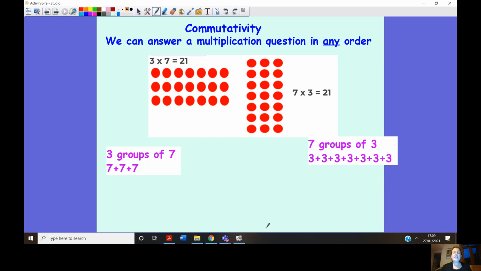Commutativity. Commutativity means in a multiplication, and actually an addition question, we can add it in any order. 3 times 7 equals 21. But if we look at 7 groups of 3, that's the same as 21. We've been looking at this with arrays. 3 groups of 7 and 7 groups of 3, exactly the same. We can also link it to our idea of repeated addition. Multiplication is just repeated addition.